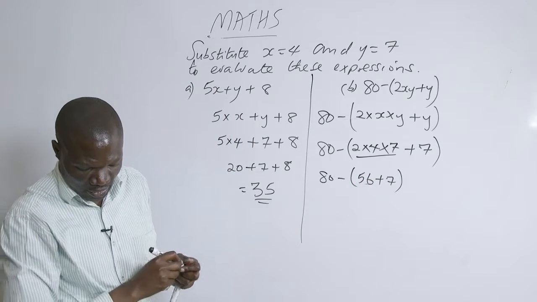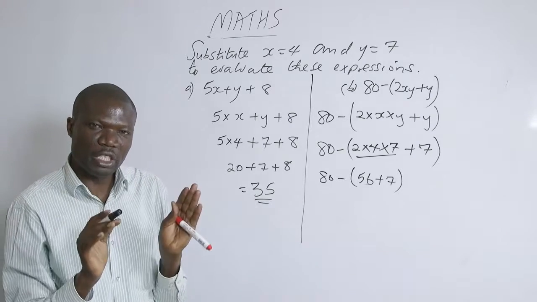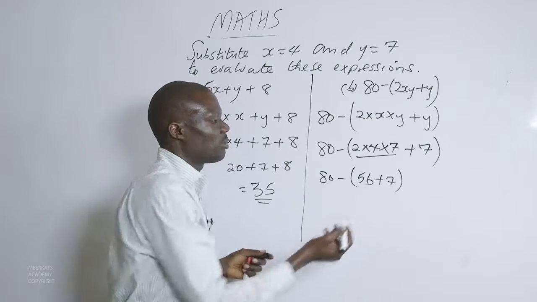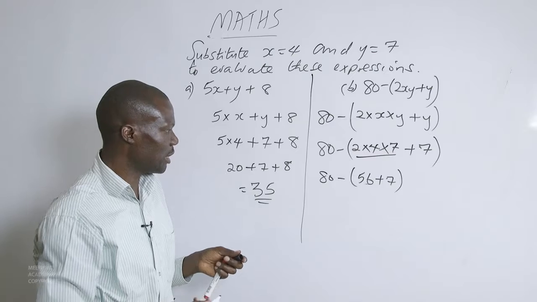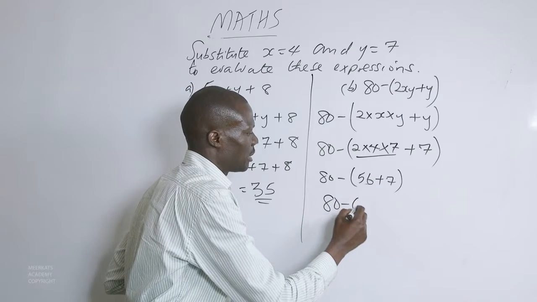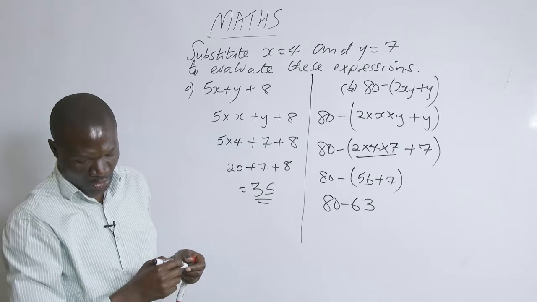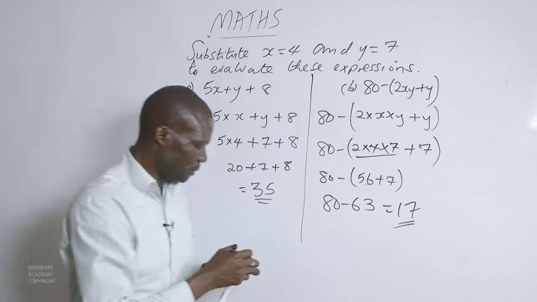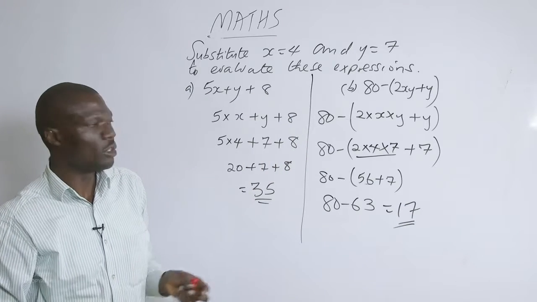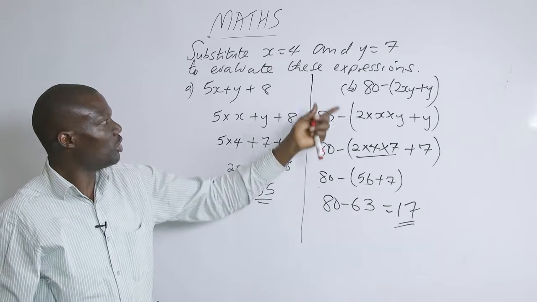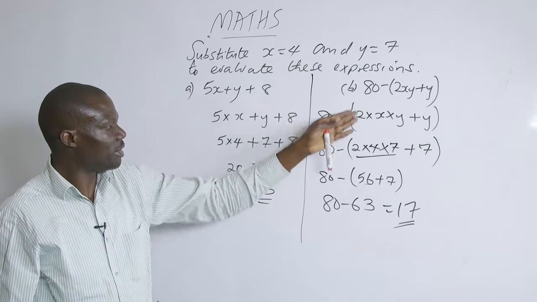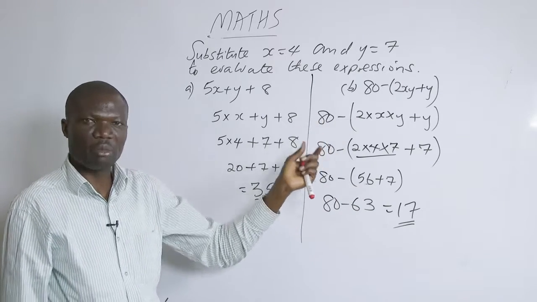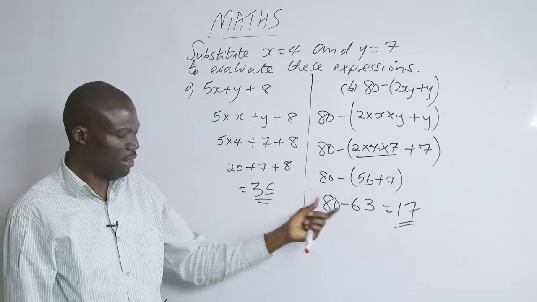56 plus 7 is still inside the bracket, so you work that one out. 56 plus 7, you'll find it is 63. So this becomes 80 minus 63. When you subtract, you find your answer as 17. So we have been able to substitute the values of x and y in this expression to get 17. And also we've been able to show that the order of operations must always be obeyed. And that's what we get.